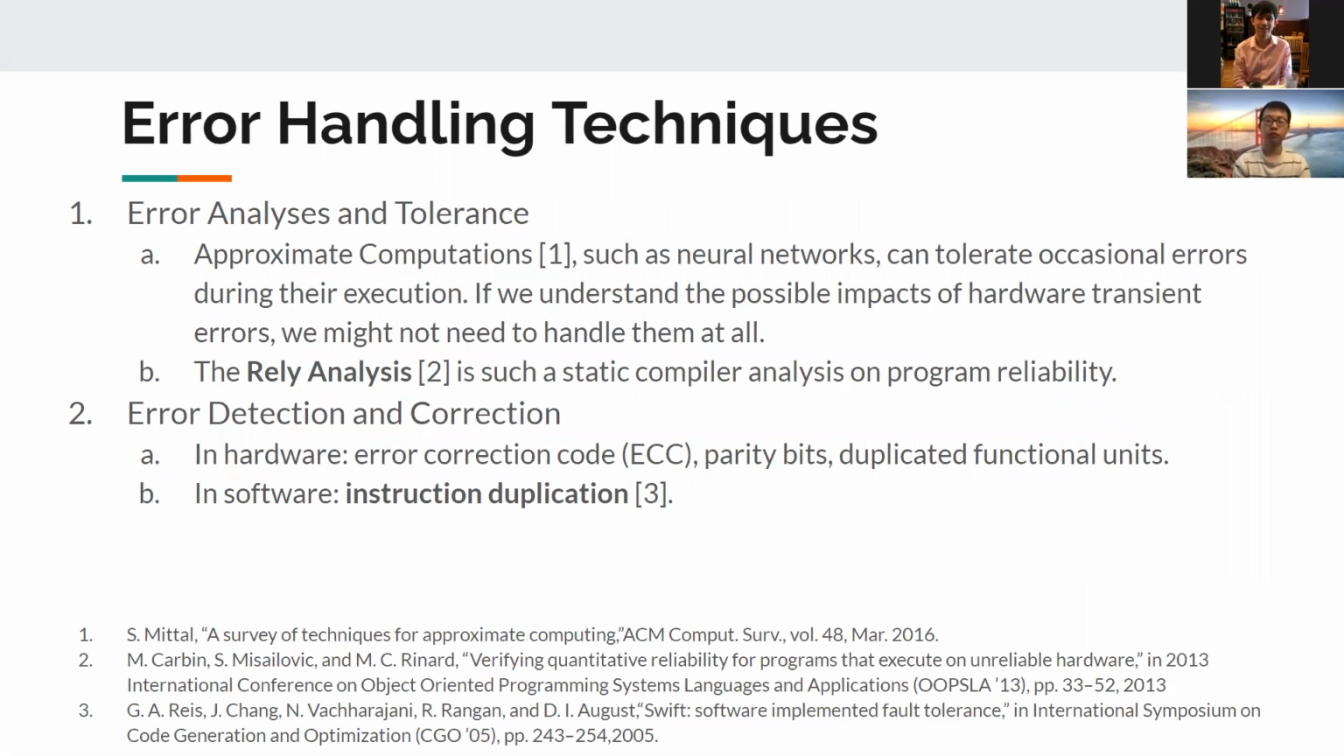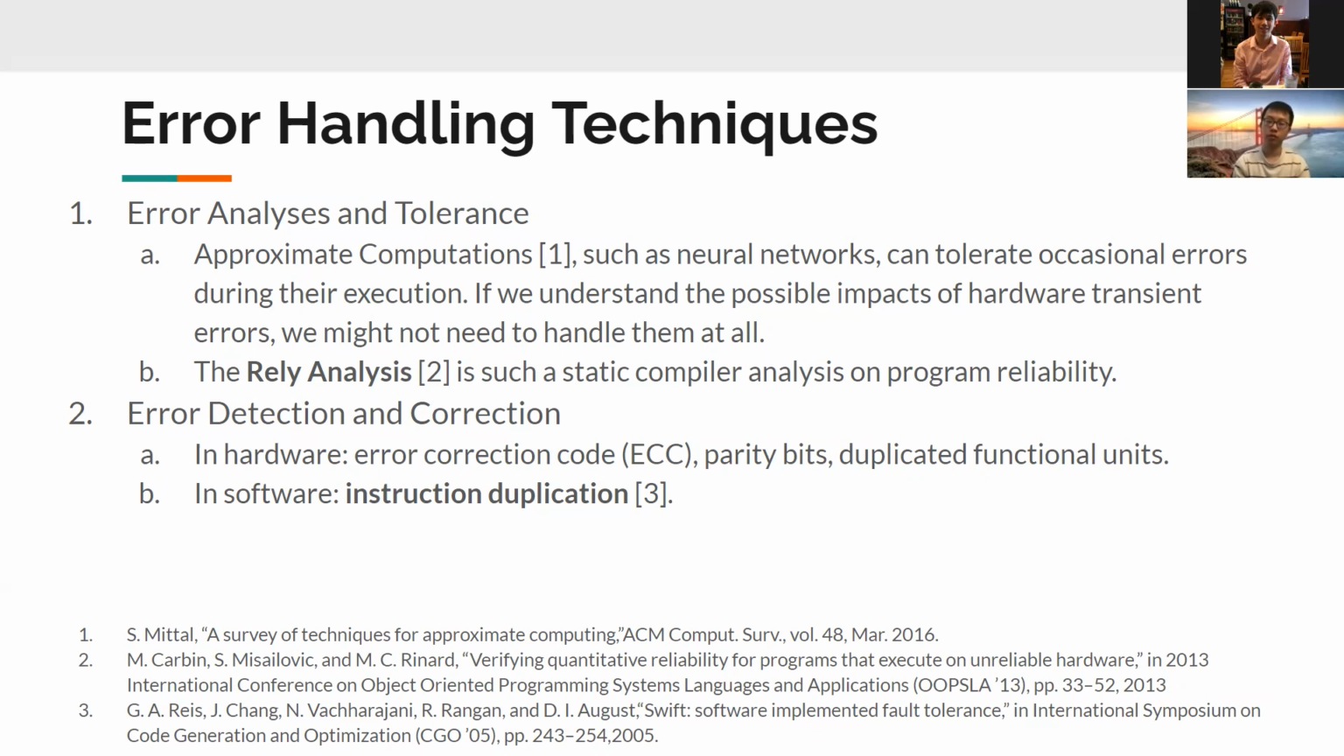So there are two major classes of error handling techniques. One is error analysis and tolerance. This is particularly useful for approximate computations, such as neural networks or financial applications, which can tolerate occasional errors in their execution. And if we actually understand the impact of hardware transient errors, these computations might be able to tolerate them, and we might not need to handle these errors at all. Relyzer analysis is a static compiler tool that is part of this class of techniques, and it measures program reliability.